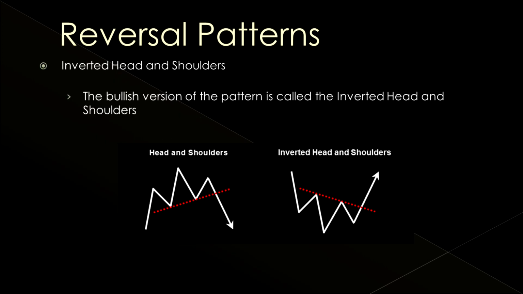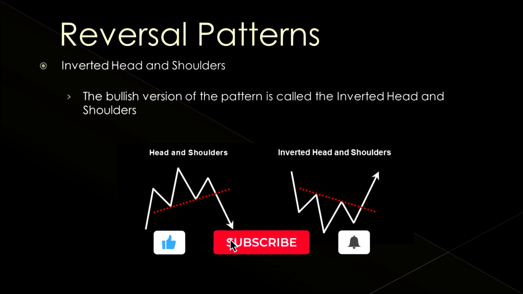Now we also have what's known as an inverted head and shoulders. This is the bullish version of the pattern, and you can see the two patterns. One to the left, the standard head and shoulders type pattern that we've covered, and the other is the inverted head and shoulders type pattern, where price hits the line as a resistance level, eventually moves above it. It is exactly the opposite of the main head and shoulders type pattern.